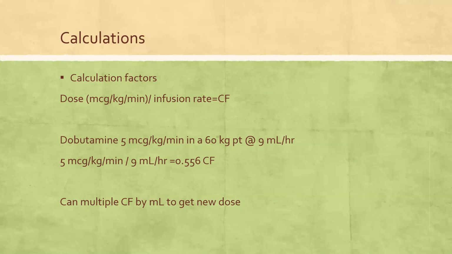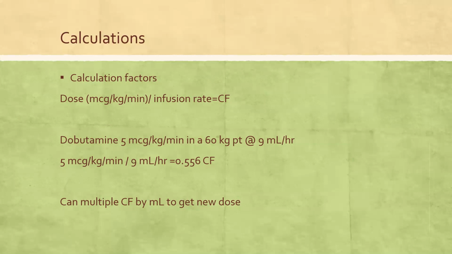Dobutamine, 5 micrograms per kilogram per minute in a 60 kilogram patient was 9 mils per hour. We just did that calculation. So if 5 micrograms per kilogram per minute is 9 mils per hour, we divide that by the 9 mils per hour, and we get a calculation factor of 0.556. So the 5 micrograms per kilogram per minute is running at 9 mils per hour, we divide by the 9 mils per hour, and our calculation factor is 0.556.